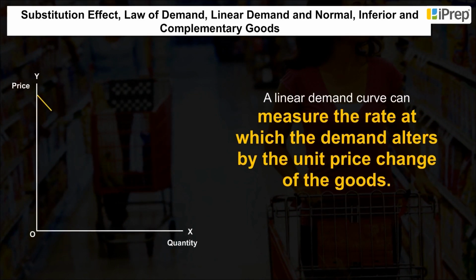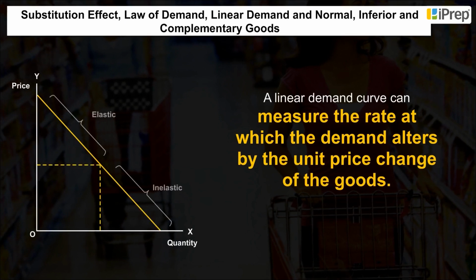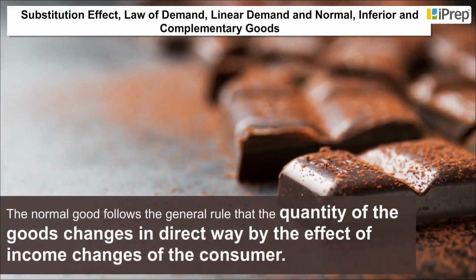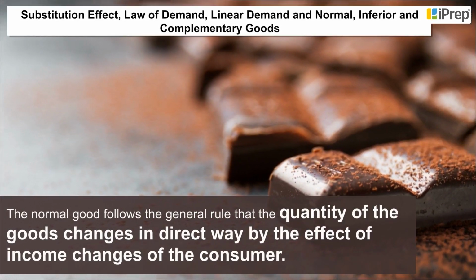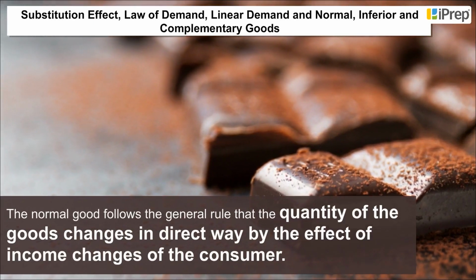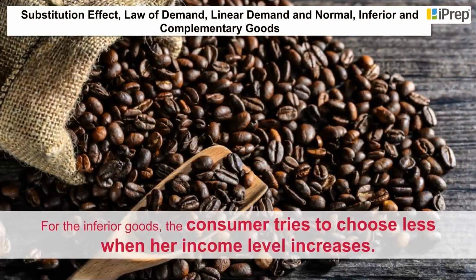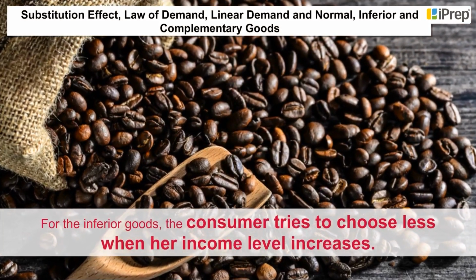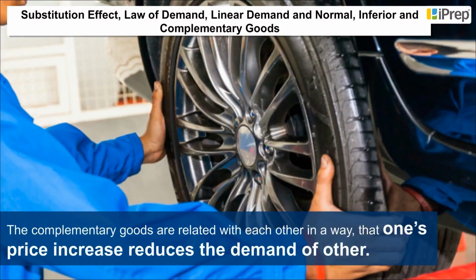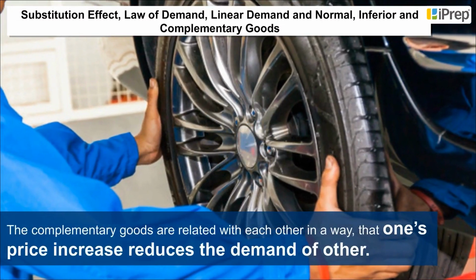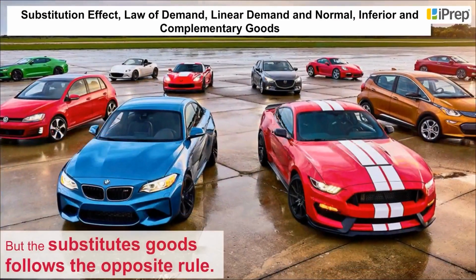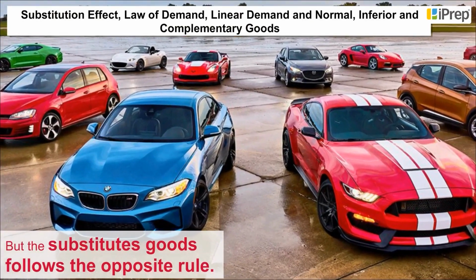A linear demand curve can measure the rate at which the demand alters by the unit price change of the goods. The normal good follows the general rule that the quantity of the goods changes in a direct way by the effect of income changes of the consumer. But for the inferior goods, the consumer tries to choose less when her income level increases. The complementary goods are related with each other in a way that one's price increase reduces the demand of the other. But the substitute goods follow the opposite rule.